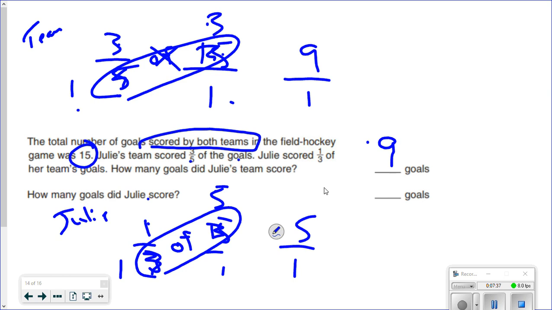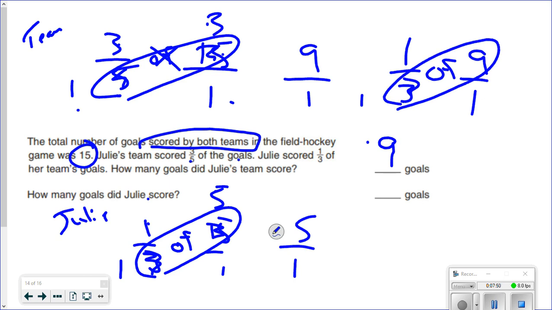So Julie's team scored 9 of the 15 goals. Julie scored 1/3, so Julie had to be 1/3 of the 9. If we cross-reduce these, this would be 1. 3 divided by 3 is 1. 9 divided by 3 is 3. 1 times 3 is 3. 1 times 1 is 1. Julie scored 3 of the 9 goals. That's why you read and double check your work.